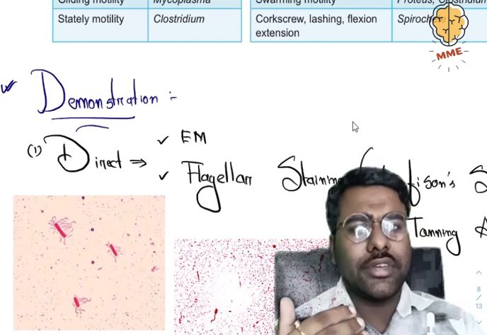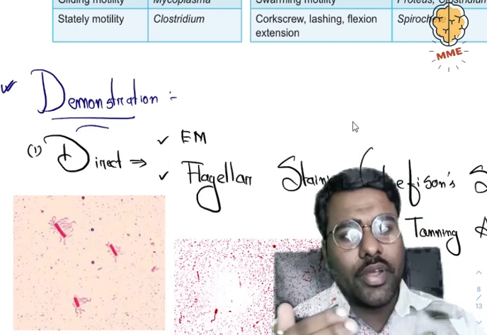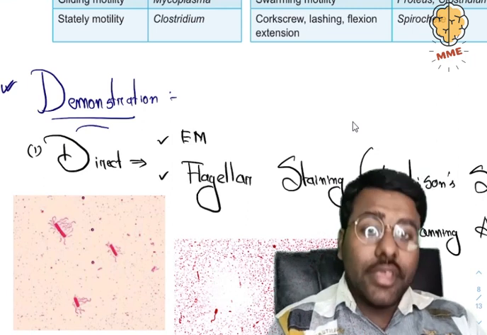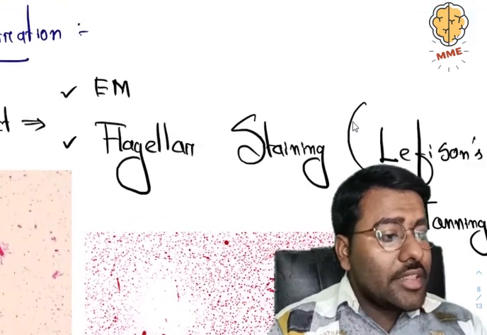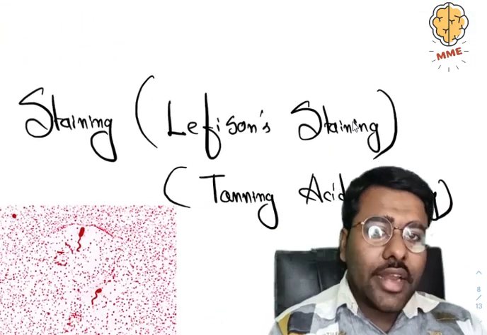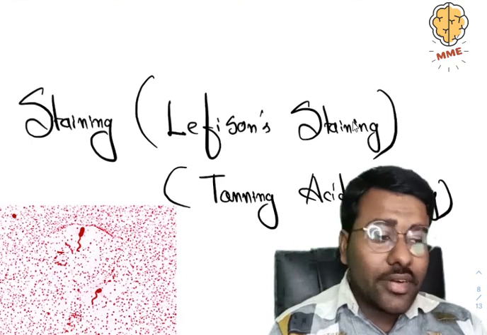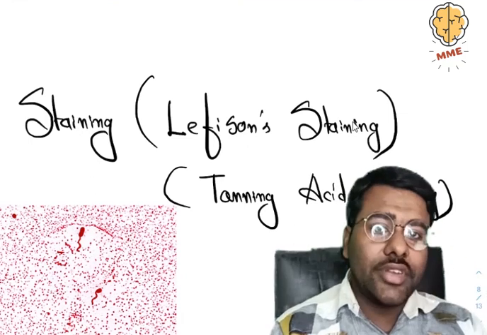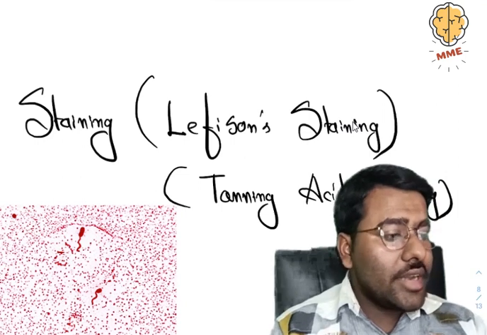Okay. So now coming to the demonstration, how to demonstrate the flagella. First of all, direct demonstration by electron microscopy. But can we stain? Yes, we can stain, by flagellar staining. And what is the staining method, or the staining material? The staining material is Leifson staining, or tannic acid staining.